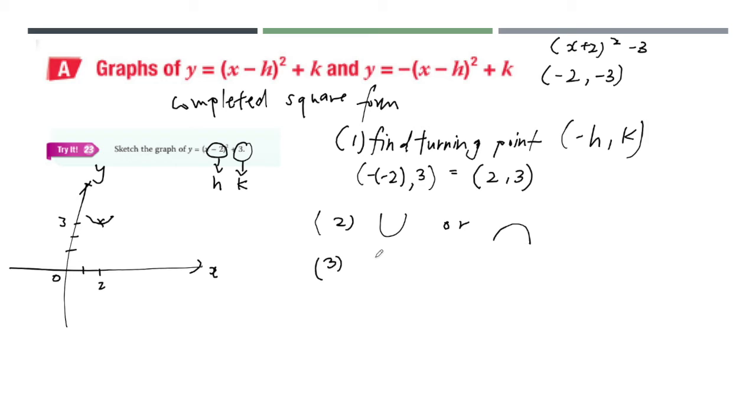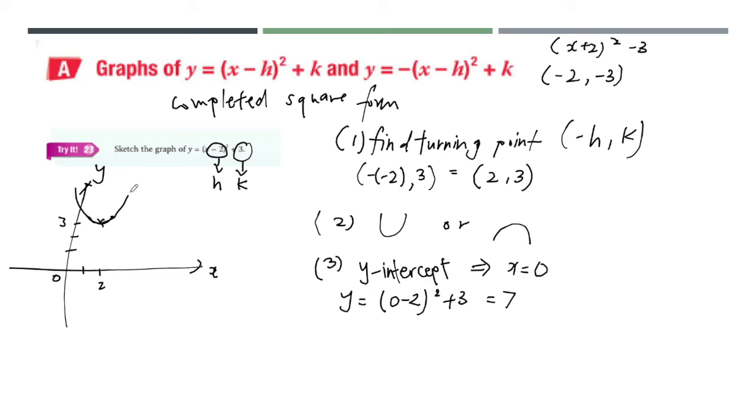Okay, so the third part would be your y-intercept. When it comes to y-intercept, it just means that x equals 0. So where is your x equals 0? In your equation, sub in x equals 0. And what you have is 4 plus 3, 7. So I know that my graph is going to look like that.